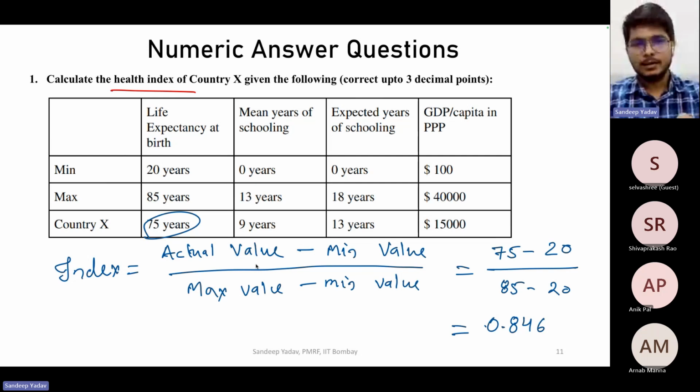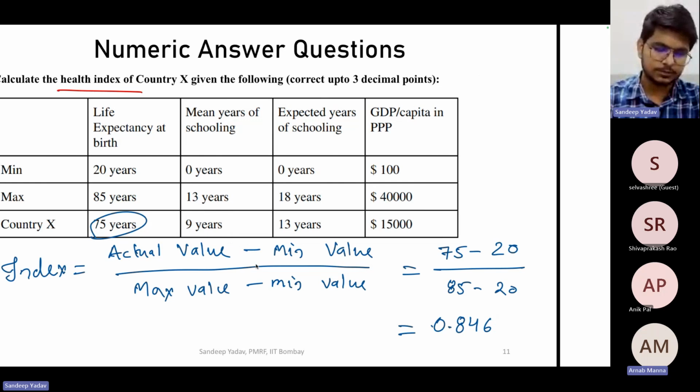Now we can solve many other things from this table also. We can calculate the GDP index, or we can see the income index in a similar manner. That I will leave up to you. You can practice all the things from this question.